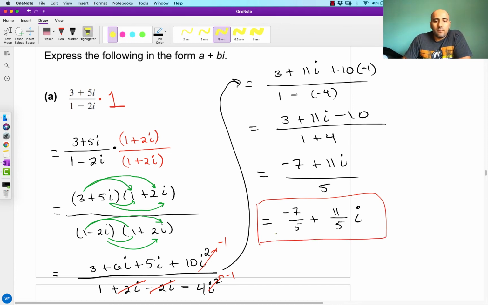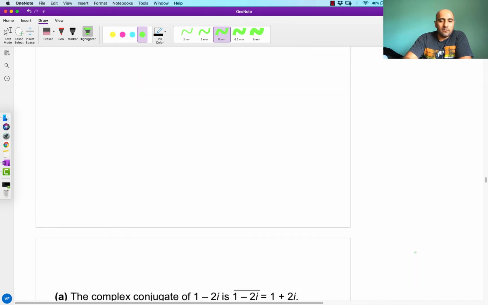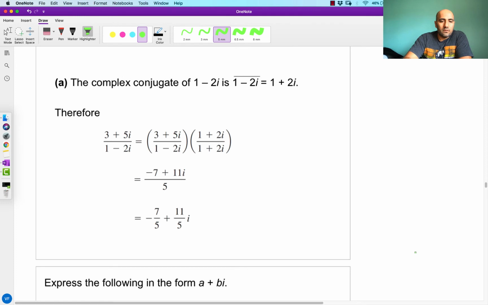So this is my complex number solution. A complex number divided by another complex number gives you a complex number, where this is the real part of my complex number, and this is the imaginary part of my complex number, right? The 11 over 5. Okay, moving on. Let's see what the author did. And it matches, yeah, same thing.